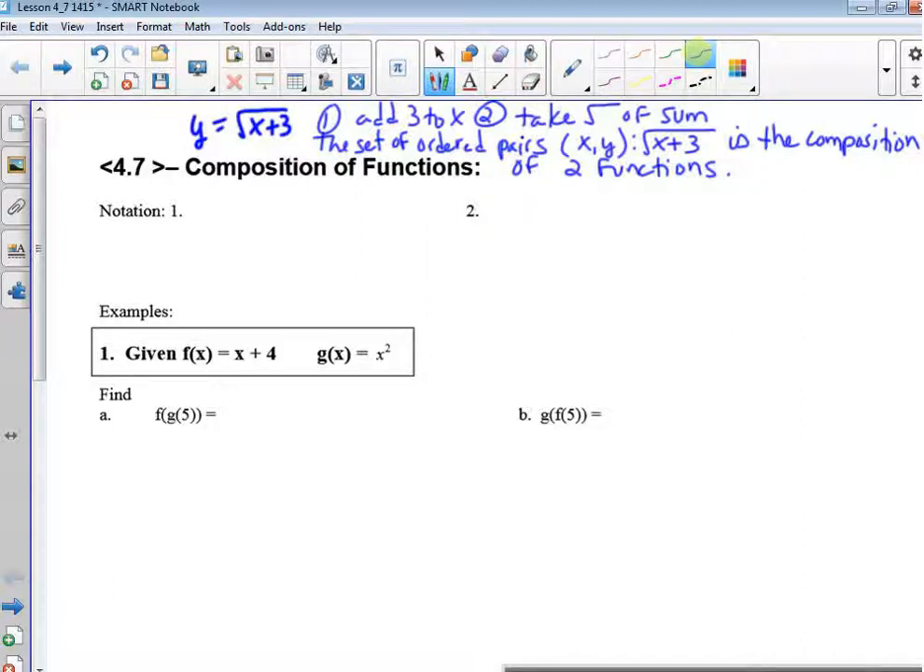There's different notation for this. The first notation is f(g(x)), and that's pronounced "f of g of x." But "of" does not mean to multiply.